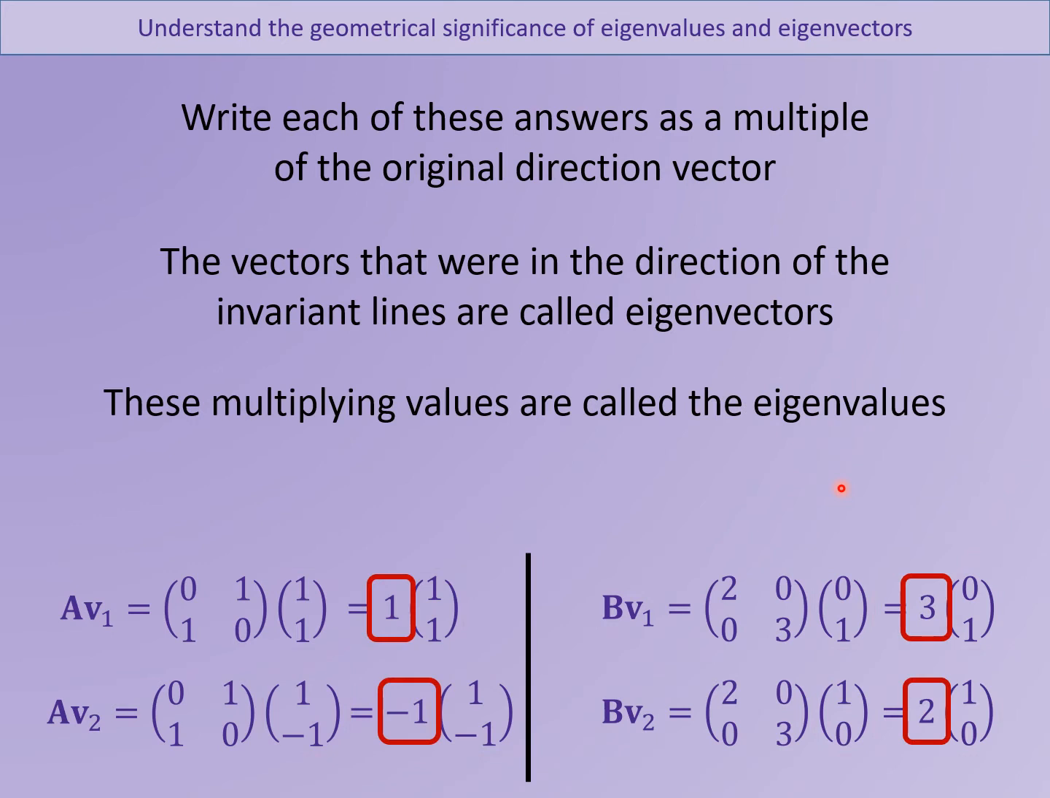And the multiplying factor, the numbers in the front, those numbers are what we call the eigenvalues. So when I say they don't change, they do change, they can change, but they change to a multiple of that original vector.